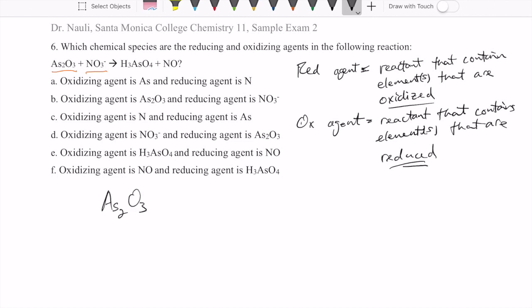And to figure out whether the elements are oxidized or reduced, we have to look at the oxidation numbers, right? So for As2O3, remember that our oxygen is going to be -2 in this case, so we've got -6, and so this has to be +6 to balance that out. So that means that each arsenic is going to be +3. Okay, so the oxidation numbers are circled there on the top. And now the species that contains arsenic is this species right here.